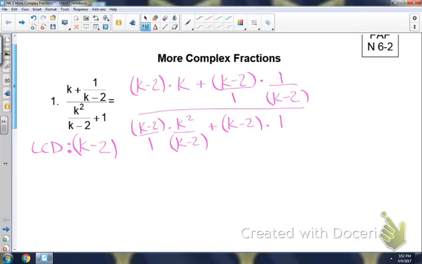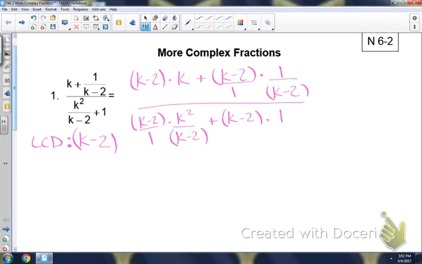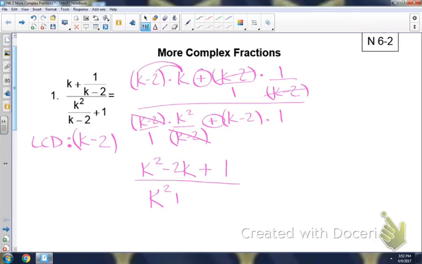Okay, so now notice that nothing cancels on this first term because we don't have a fraction, so we're distributing the k. So that's k squared minus 2k. Bring down your plus sign. Notice the k minus 2's cancel, so you have left a 1. You have to put that 1 there. Denominator, k minus 2's cancel. We're left with k squared. And then bring your plus sign down. And you have k minus 2 times 1, which would be k minus 2.